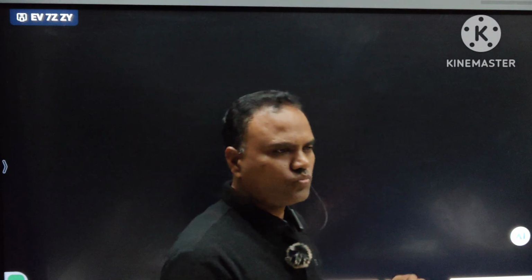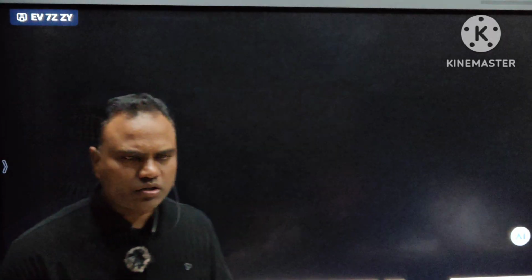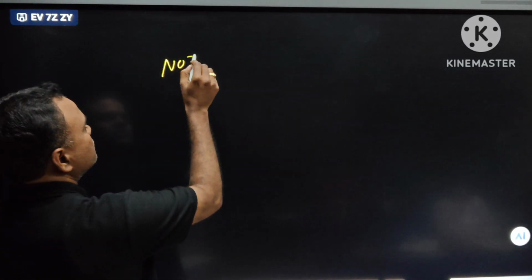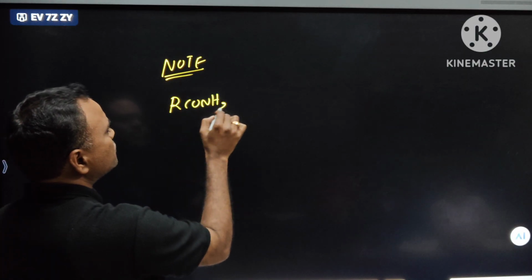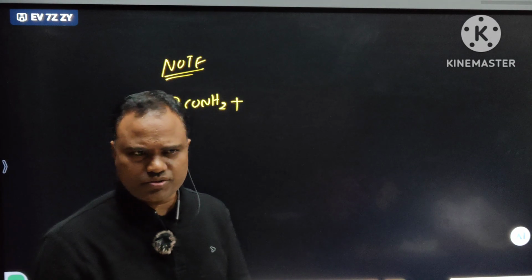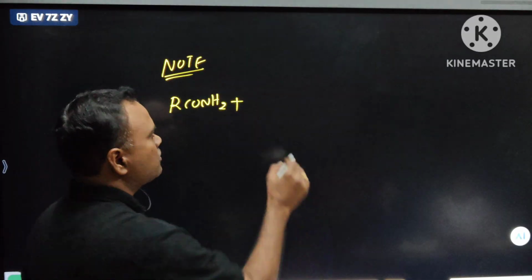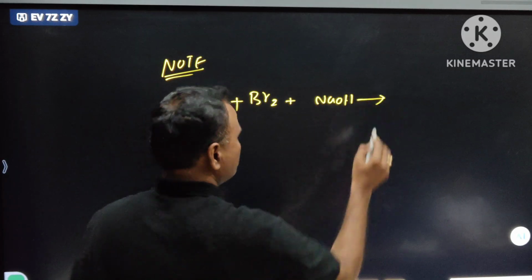Now coming to the original stoichiometric equation. Generally only shortcut mechanisms will come. Questions will come like this only: you will get the reaction and identify the correct product. But sometimes we will get questions on the stoichiometry also. Right. Note the balanced equation. RCONH2. Tell me, what are the reagents I used? Br2, NaOH. Don't write the sequence.